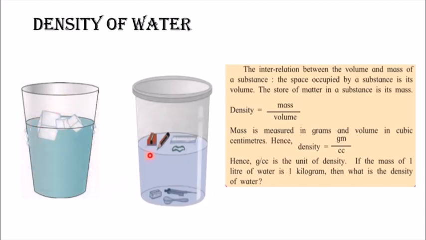The same happened here also. The density of these materials was less than water, and that is why they were floating. So the formula for density is mass upon volume, and the unit for mass is gram and the unit for volume is cc, that is cubic centimeters. So the density unit is gram per cc, that is gram per cubic centimeter.